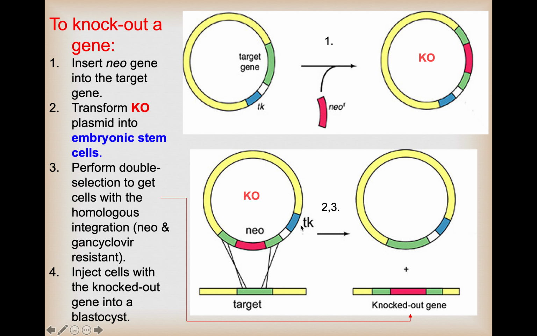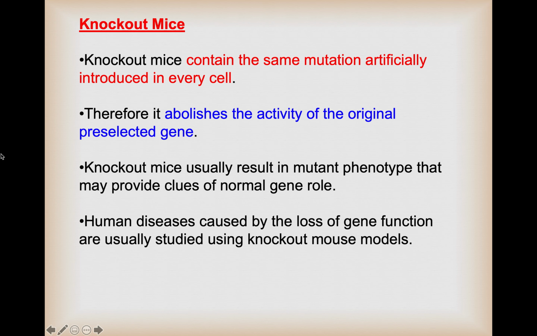And if you have confirmed that the knockout gene is resistant to both neo and ganciclovir, you can actually just inject it into a blastocyst and proceed with producing your transgenic animal. Alright, so there you have it. I would say then proceed with the second topic, which is on knockout mice.